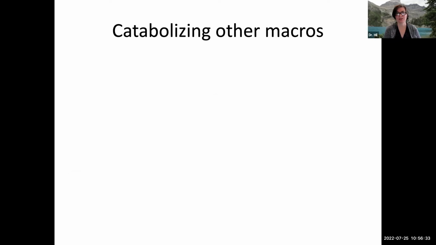Briefly, I want to walk us through the catabolism of other macros. In terms of microbes, the relevance is that just like you, many microbes can eat more than just sugar. And in order to do so, they need enzymes. And those enzymes we're going to be testing for during our unknown ID process.